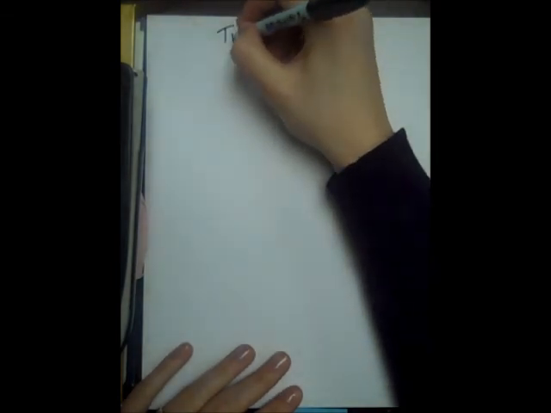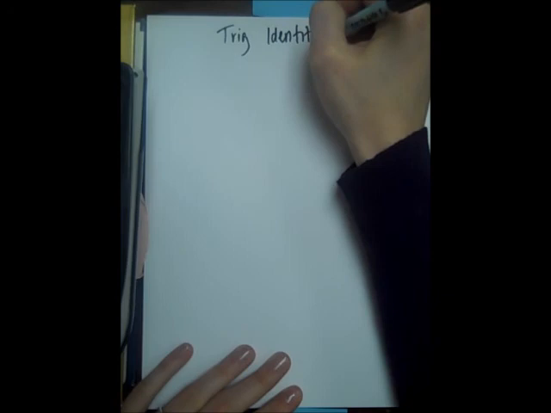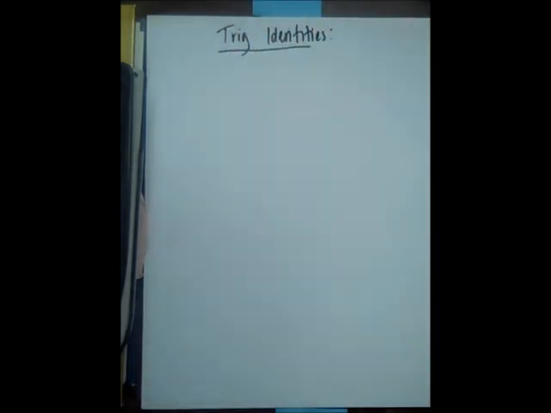The next part that we're going to do with trigonometry are the trig identities. So there are going to be 7 identities that we're going to do. The first one is by far the most important. If you're going to remember just one, this is definitely the one you want to remember.